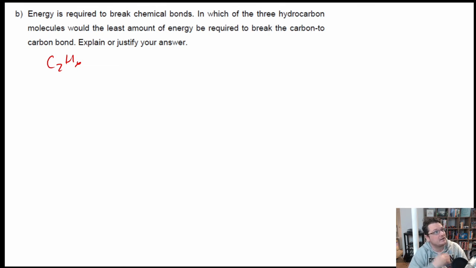Whereas in the case of C2H4, you have to break the pi bond, but then you also have to break the single bond, the sigma bond in that case. And in the case of the acetylene, you have to break the 2 pi bonds, and then also the sigma bond in those scenarios. So that requires a lot more energy, to break 3 bonds or 2 bonds compared to 1 bond. And so that's why it's C2H6.